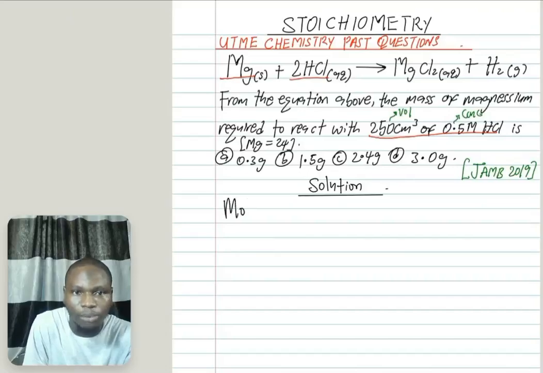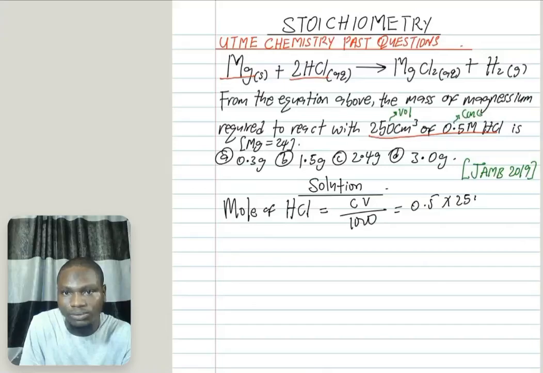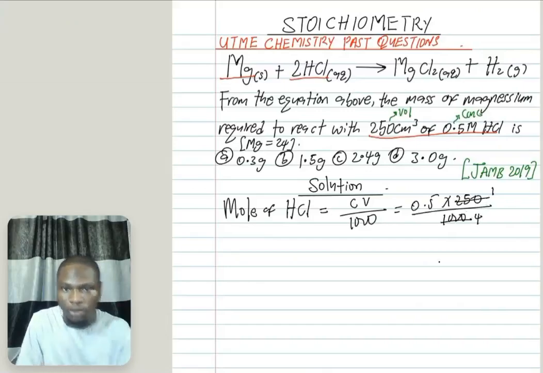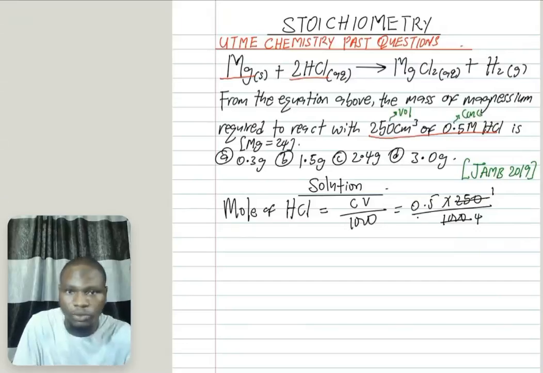Now, from here, calculate the mole of HCl. So from here, I'll say mole of HCl is equal to what? The mole of HCl that is reacting is equal to, remember, CV over 1000. Why am I using CV over 1000? Because I have concentration and volume in cm cubed. So I have 0.5 times 250 divided by 1000. So 250 here, 1, 250 here will give me 4. So I have 0.5 divided by 4. That will give me 0.125.